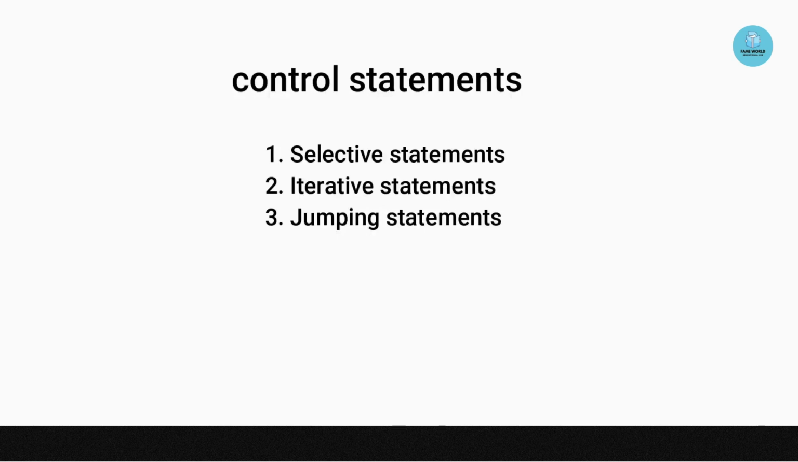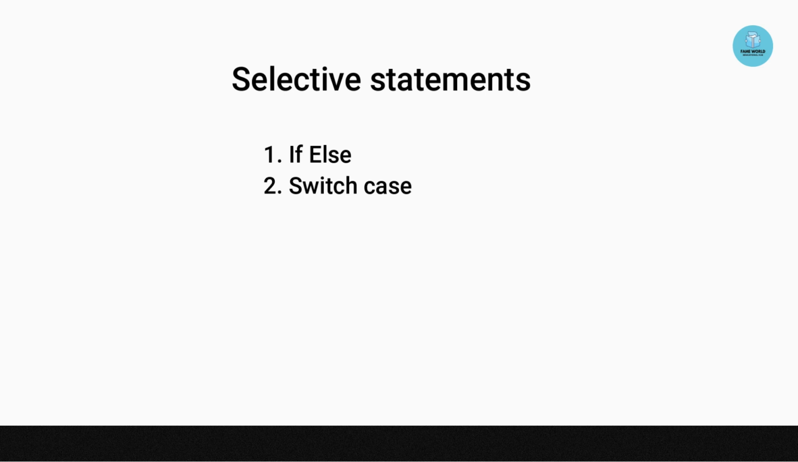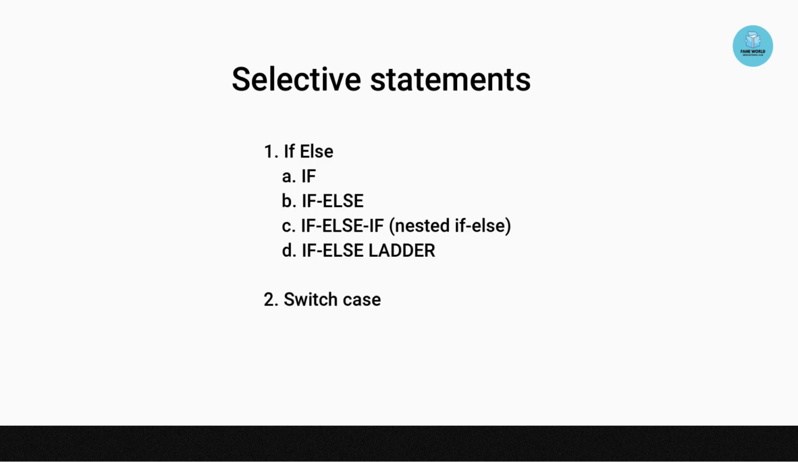And when we talk about selective statements, there are two types: if else and switch case. And if else is of four types: simply if, if else, else if, that is nested if, and else if ladder. So there are four different ways to implement the if else. And the second type of selective statement is switch case.